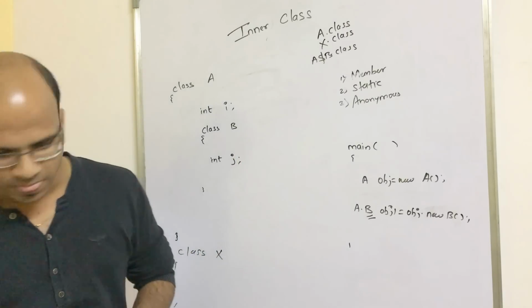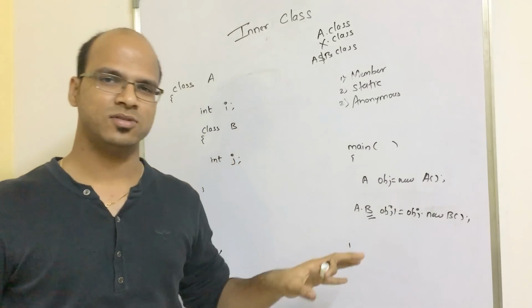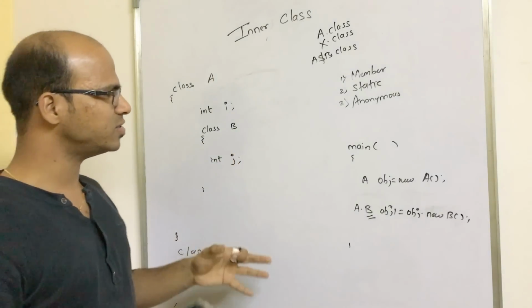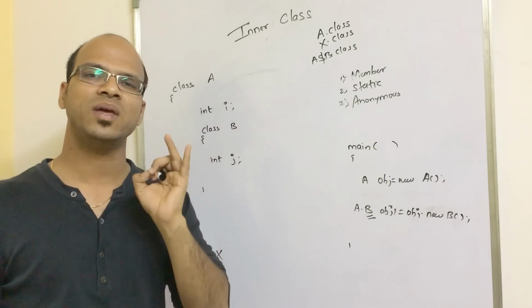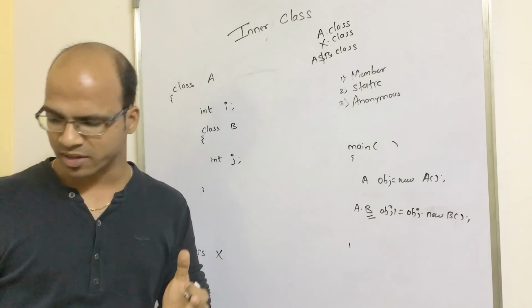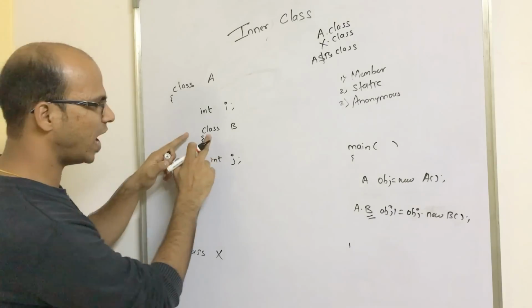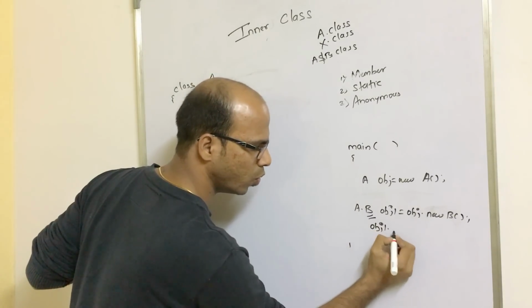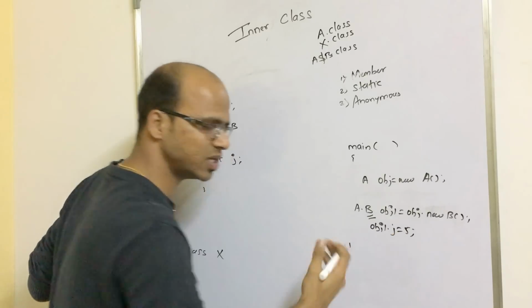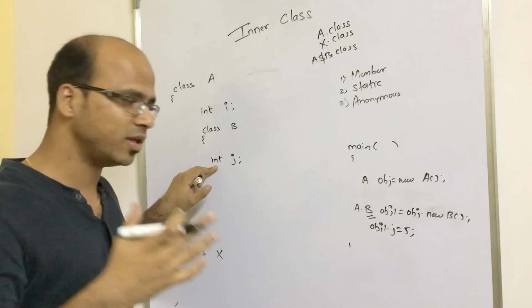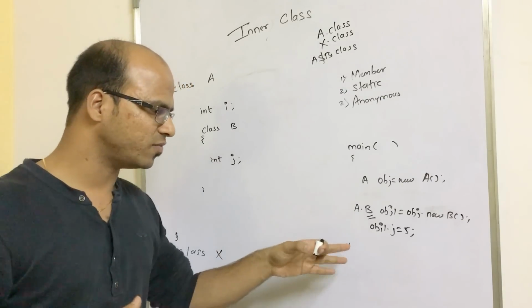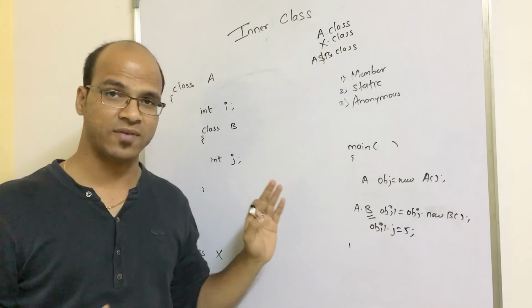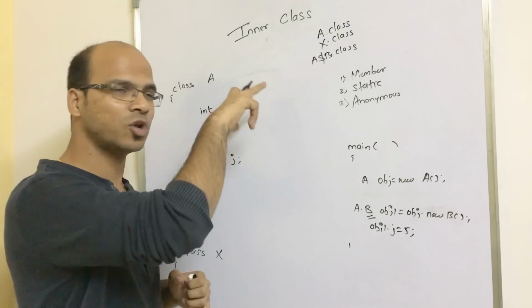So the next one now. Next is static inner classes. Now what are static inner classes? A class which is inside a class, but it will be a static class. Now how to get that class here? Instead of that, let me just go back to that obj 1 dot j equal to 5. That's how you can assign a value to j. If you're wondering how to access that, we have to say obj 1 dot j equal to 5. Now you can access this variable. That was the topic of member classes.